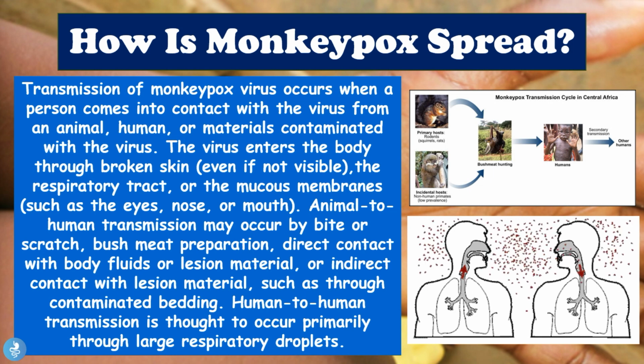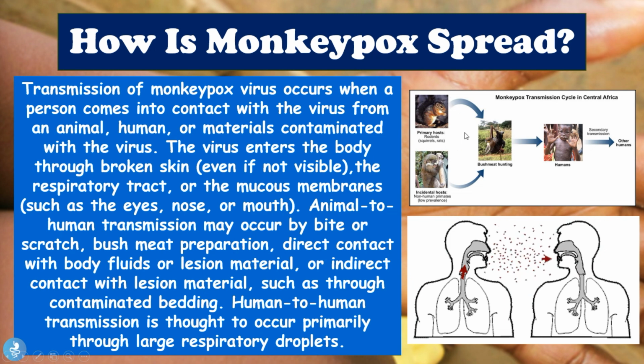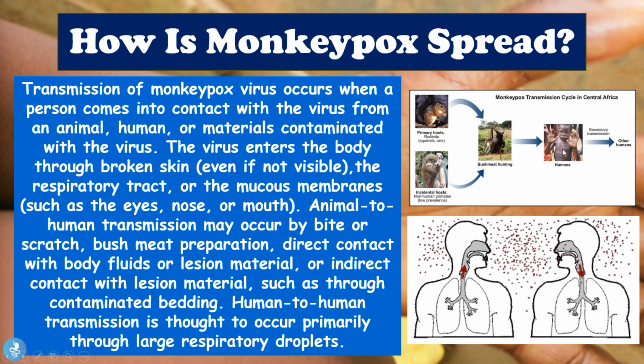Animal to human transmission may also occur by a bite or a scratch, bushmeat preparation, direct contact with bodily fluids or lesion material, or indirect contact with lesion material, such as through contaminated bedding. And human to human transmission is also thought to occur primarily through large respiratory droplets. So the majority of individuals infected with the disease actually get it through a bite or a scratch from the animals which are infected with the virus. People may also get it through bushmeat hunting, and in this way the virus can be transmitted to the humans.